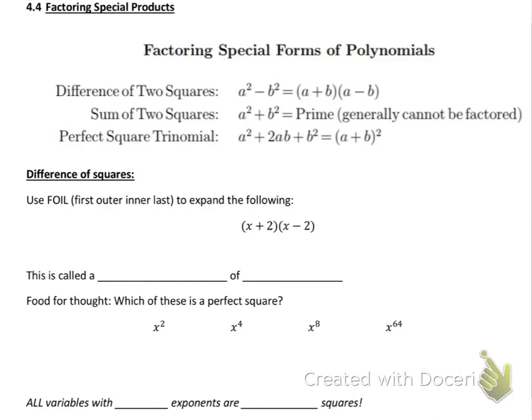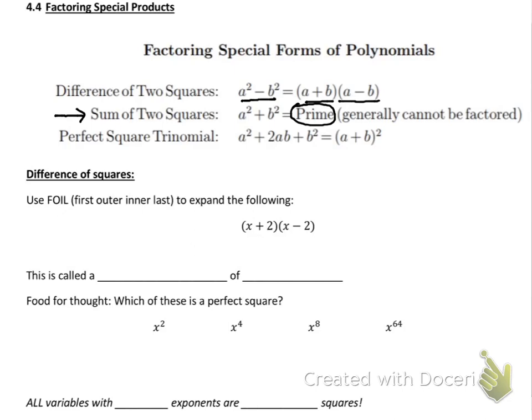So we're looking at a difference of 2 squares. By definition, a difference of 2 squares looks like this: a squared minus b squared, and it factors into a plus b times a minus b. Notice that if we have the same thing joined by addition instead of subtraction, if we have a squared plus b squared, that is prime. Generally speaking, a squared plus b squared cannot be factored.